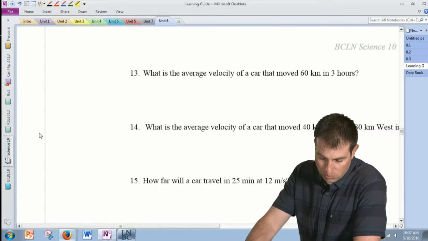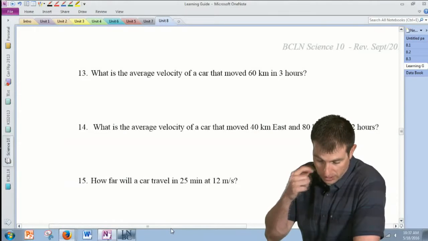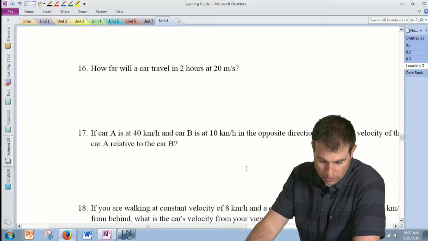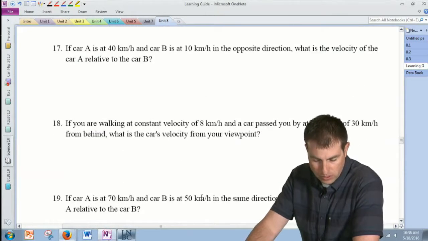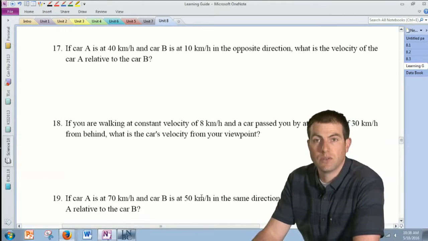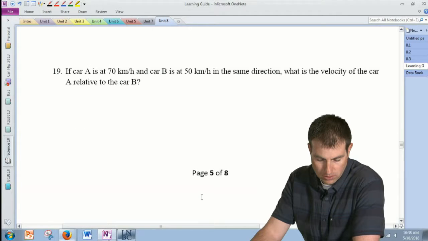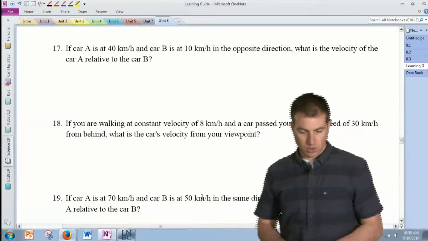What is the average velocity of the car that moved 40 kilometers east and 80 kilometers west in 2 hours? If a car is going 40 kilometers an hour and another is going 10 in the opposite direction, what's the velocity of car A relative to car B? Okay, fair enough. These are kind of like the vector questions we did for displacement, but now we're talking about velocities instead. So let's draw a picture.